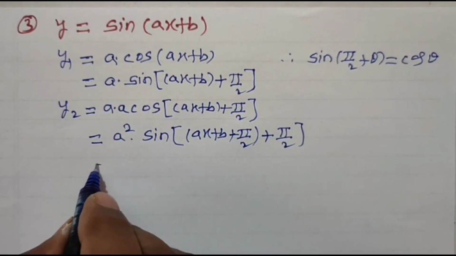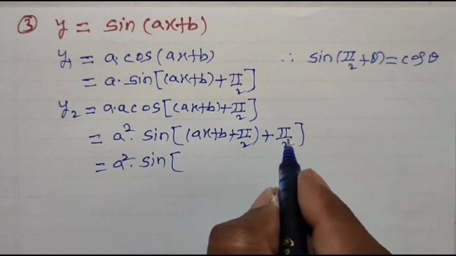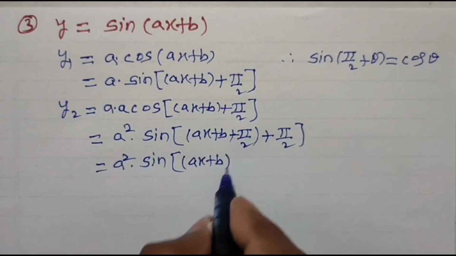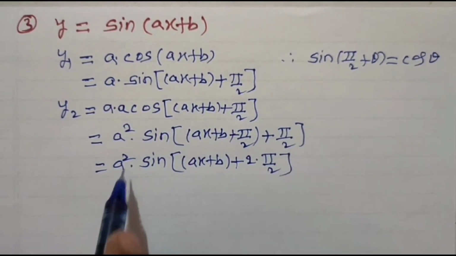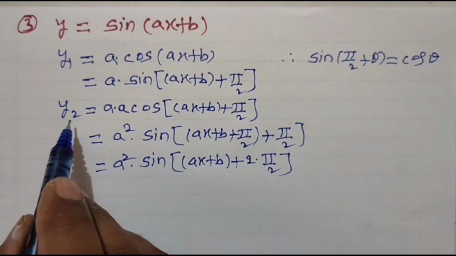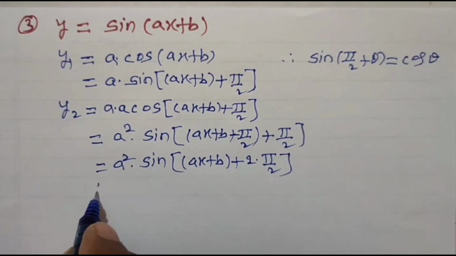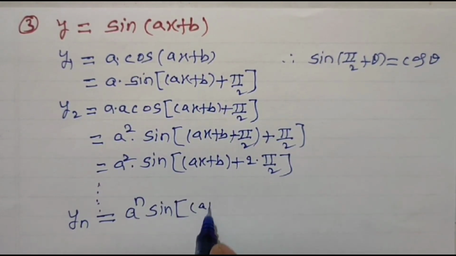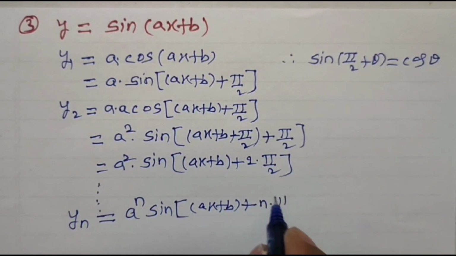Again simplifying, this can be written as a squared into sine of (ax + b + 2 times pi/2). This is the second order derivative. Now the power of a is 2, the derivative is second order, and here the coefficient of pi/2 is 2. You can find the general form of this. Hence yn is equal to a to the power n sine of (ax + b + n times pi/2).